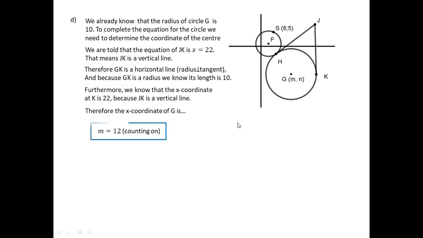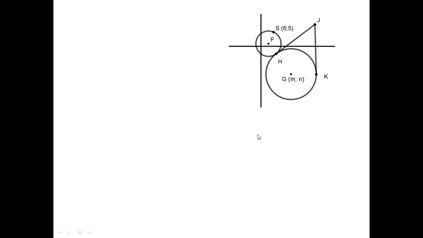Oh wait, there's a little blue box. Now we need to determine the y-coordinate of G. So we know that the distance from F to G is 15 because that's 5 units and that's 10 units. So from F to G is 15 units. We can use that information plus the distance formula to work out our final missing coordinate, which is n here. Because I've got both of the coordinates for F, I know the length of FG, and I have one of the coordinates for G. So that means I've only got one piece of information that I do not know yet.